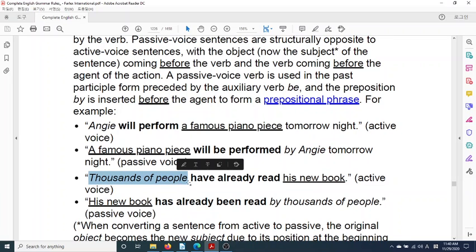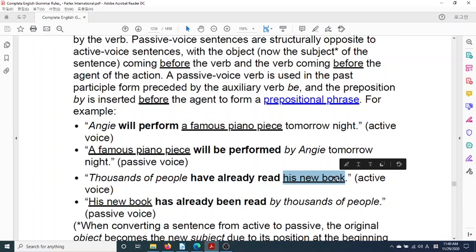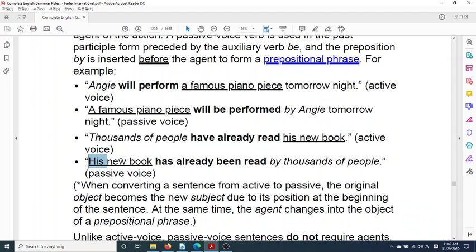Thousands of people, subject, have already read, verb, his new book, object. Okay, pretty straightforward. Active voice. His new book, which is the object and now the subject, has already been read. Okay, there's the verb. Now we need to know who's the agent. Who did the reading? By thousands of people.